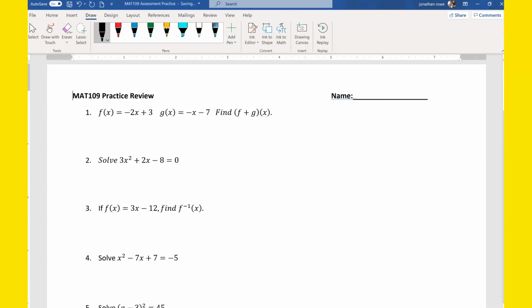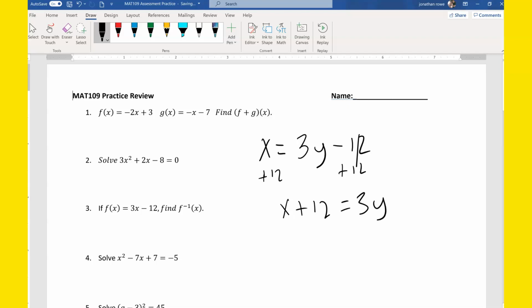All right, for number 3, find f inverse. That means we're going to swap x and y. So I'm going to put the x where the f of x is, and I'm going to put a y where the x was, and I'm going to re-solve for y. I'm going to get y by itself. That's going to help me find the inverse. So I'm going to add 12 to both sides. It gives me x plus 12 equals 3y. Then divide both sides by 3, and that's it.